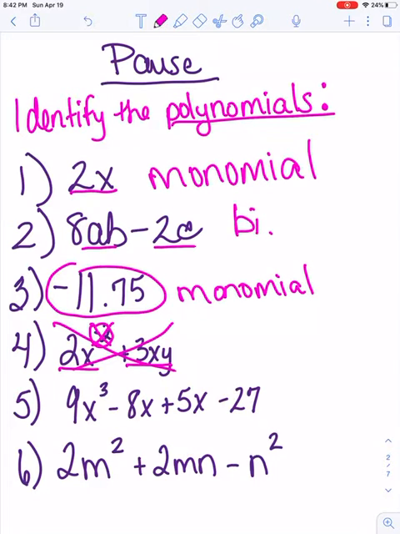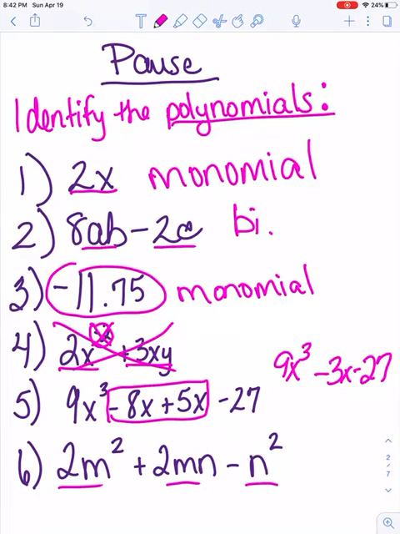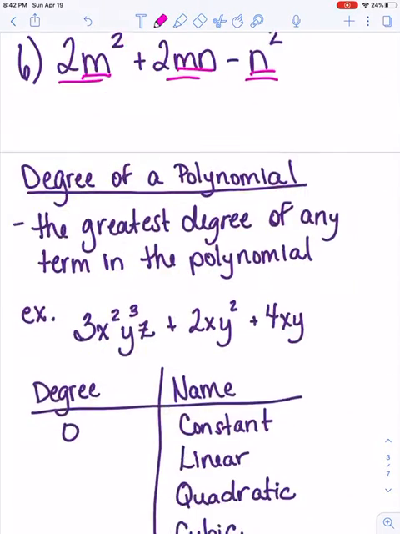Once again, it's really tempting to just look at it and say 1, 2, 3, 4 terms, so this is a polynomial. But if you take a closer look, I can combine these two terms. They're like terms. So really, this is the same as 9x cubed minus 3x minus 27. So if I look at it that way, it's 3 terms, so it's a trinomial. And then number 6 is also a trinomial because it has 1, 2, 3 terms. Remember, I can't combine these. This one's m squared. This is n squared. Those are not like terms. This one has an m and an n, so it's not like the other two.